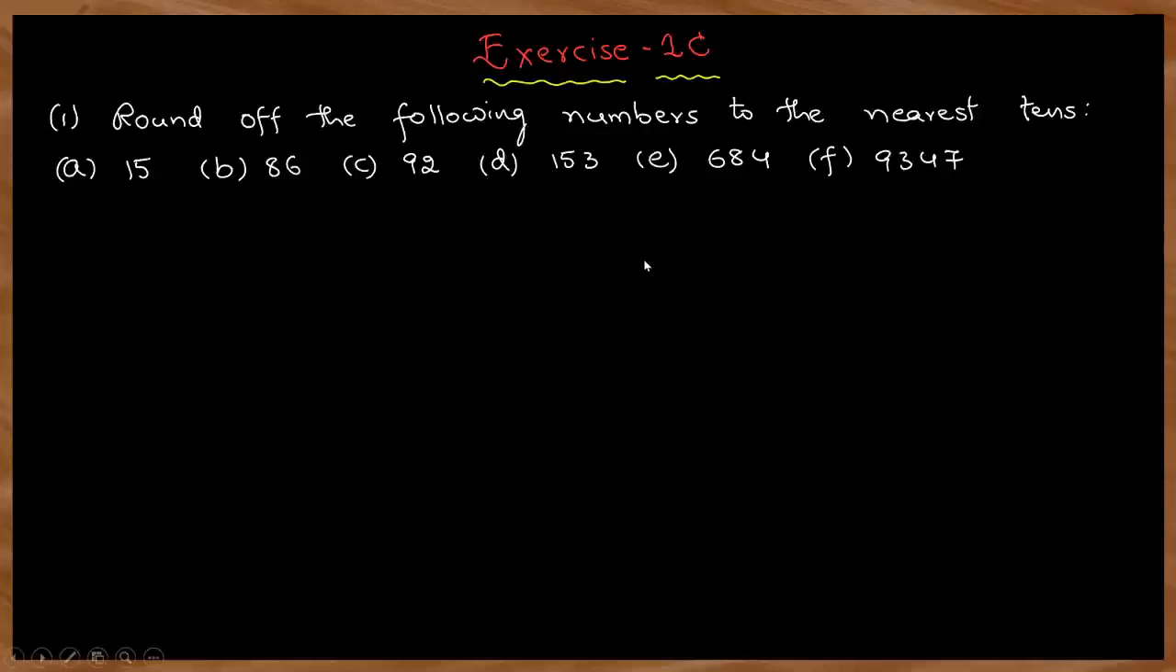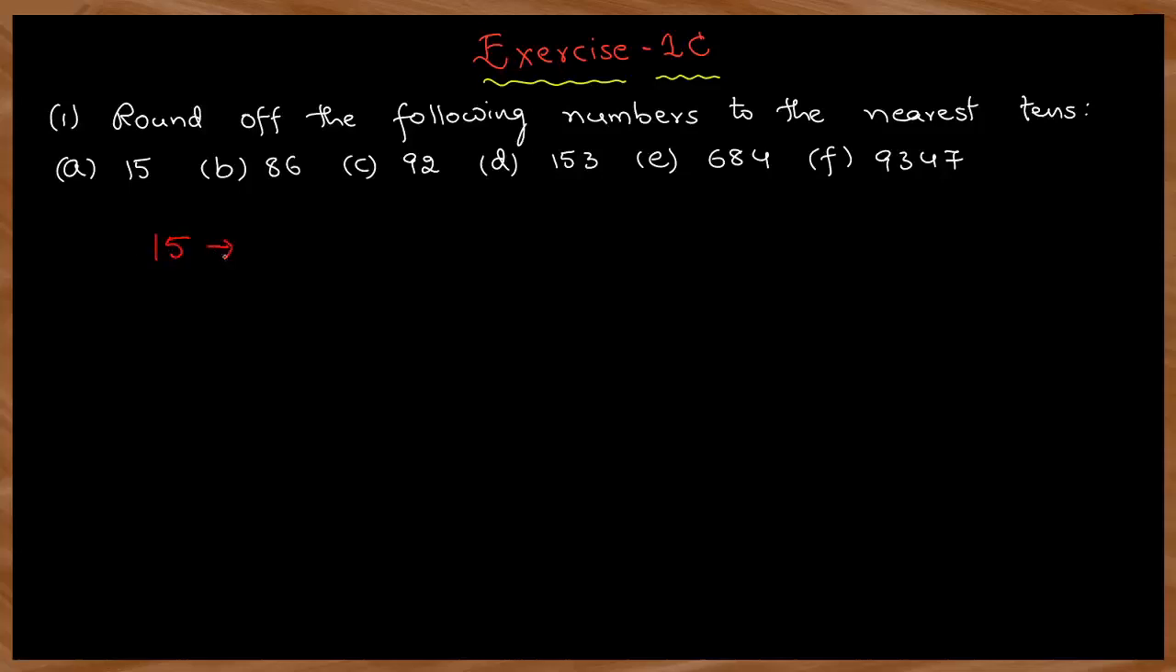Up to now, we have learned how to estimate the given numbers to the nearest 10, nearest 100, nearest thousands, nearest 10,000s, like that. By using those concepts, we have to solve these problems in exercise 1C. Round off the following numbers to the nearest tens. Nearest tens. So now, what is the first problem here?